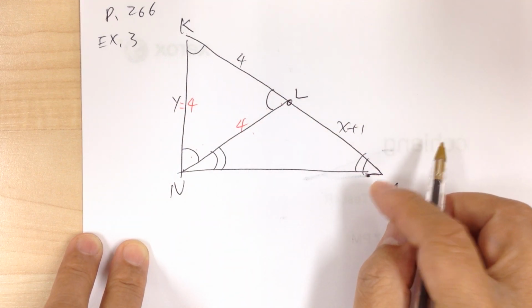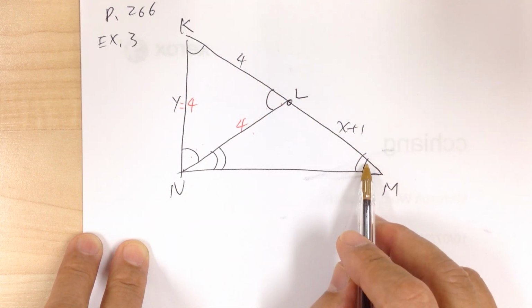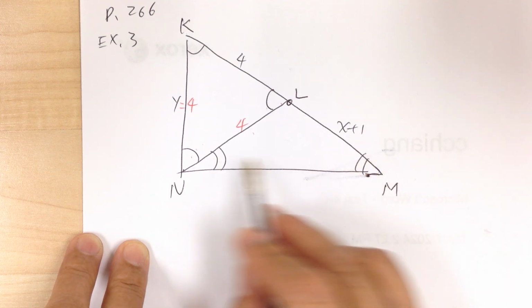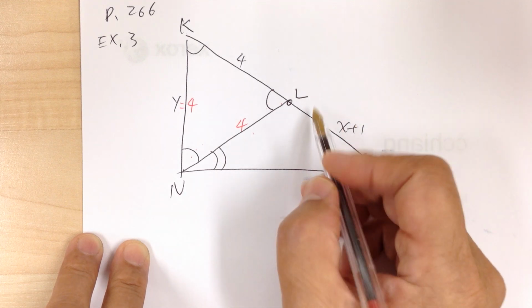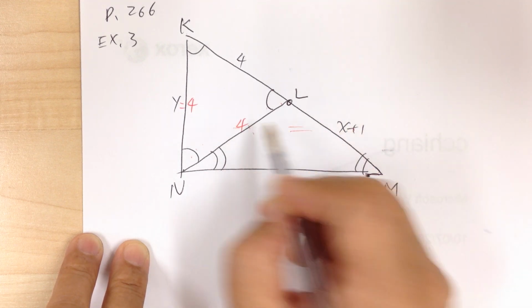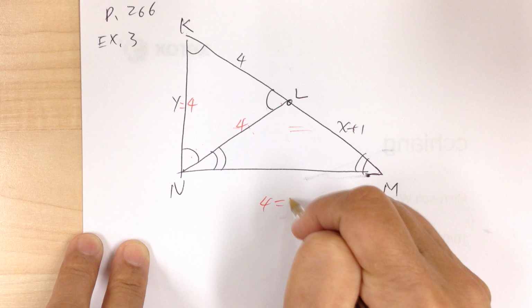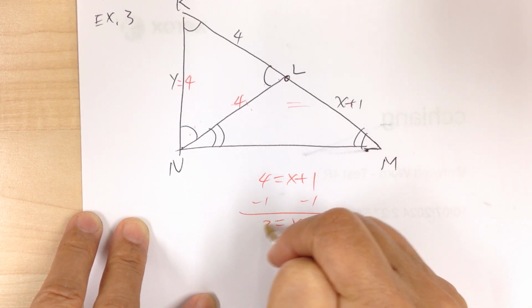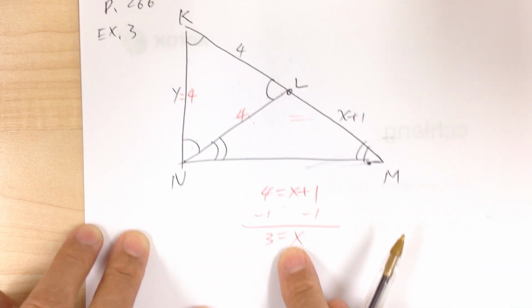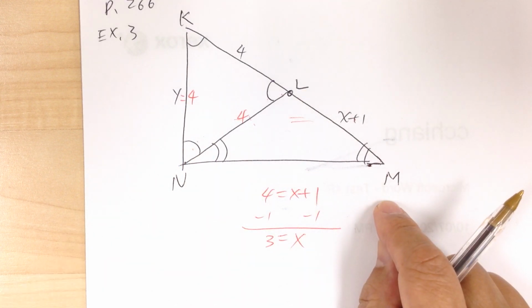So right away, y equals 4. Also, if you notice that these two angles are congruent, then the two sides facing the congruent angles are congruent. So that means these two are congruent. So 4 equals x plus 1. Minus 1 on both sides, so x equals 3. And that's it. So x equals 3 and y equals 4.